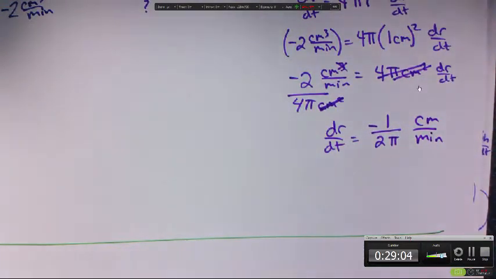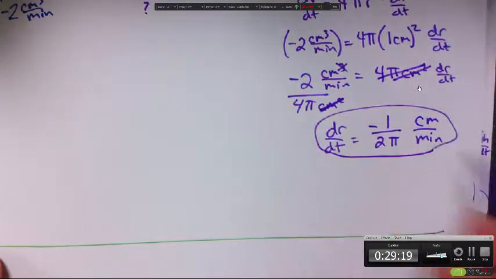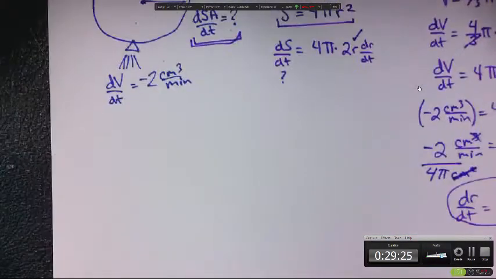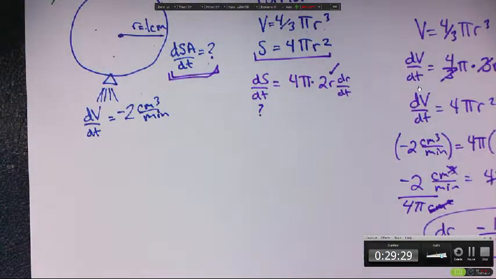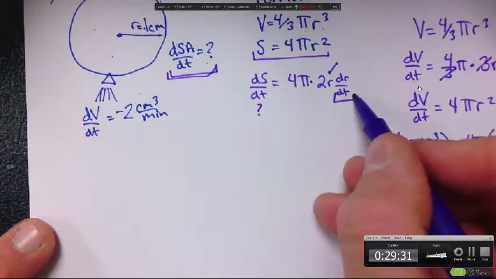Which it should, because if you look, it's radius over time. Radius is measured in centimeters, time is measured in minutes. So our units match what we're solving for. So we found dr/dt. The question's not asking for dr/dt. It's asking for the rate of change of the surface area. But in finding that, we need dr/dt.